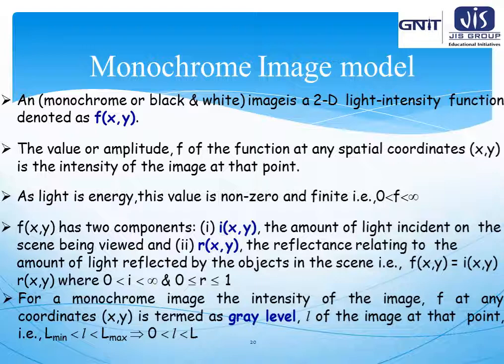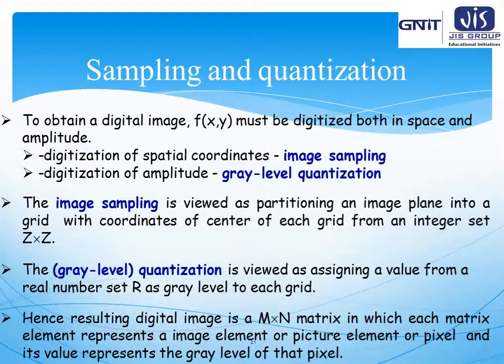For a monochrome image, the intensity of the image f at any coordinates (x,y) is termed as gray level. So here it is denoted by L of the image at that particular point, and the minimum and maximum value of the range of the L is 0 and capital L. It will lie between 0 and capital L.